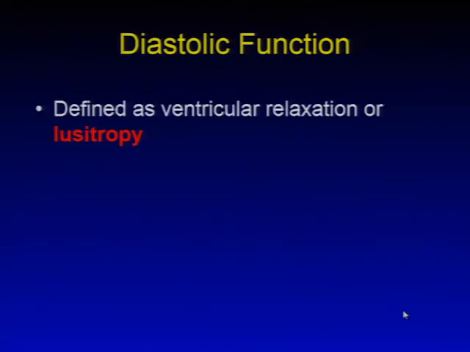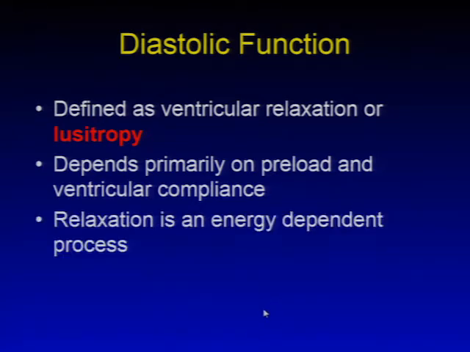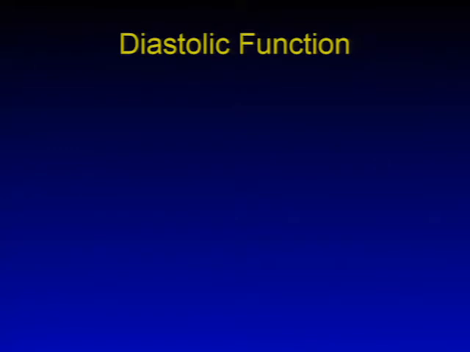Diastolic function of the ventricle is also defined as lusitropy. This depends primarily on preload and ventricular compliance, or the ability of the ventricle to stretch and accept volume during diastole. Relaxation is an energy-dependent process. What happens during diastole is the calcium that was released into the cells has to be taken back up into the sarcoplasmic reticulum, and this requires ATP.